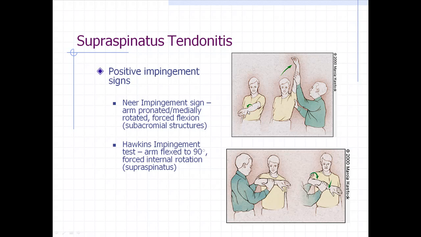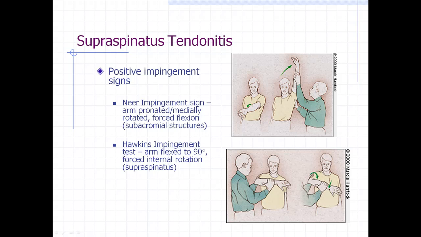Neer's impingement sign, as we see here on this top picture, is where the subject holds their arm flexed to 90 degrees, medially rotated to its limit. Keeping that arm in medial rotation, the arm is then taken up towards full flexion. Again, this is a non-specific test for the subacromial structures.